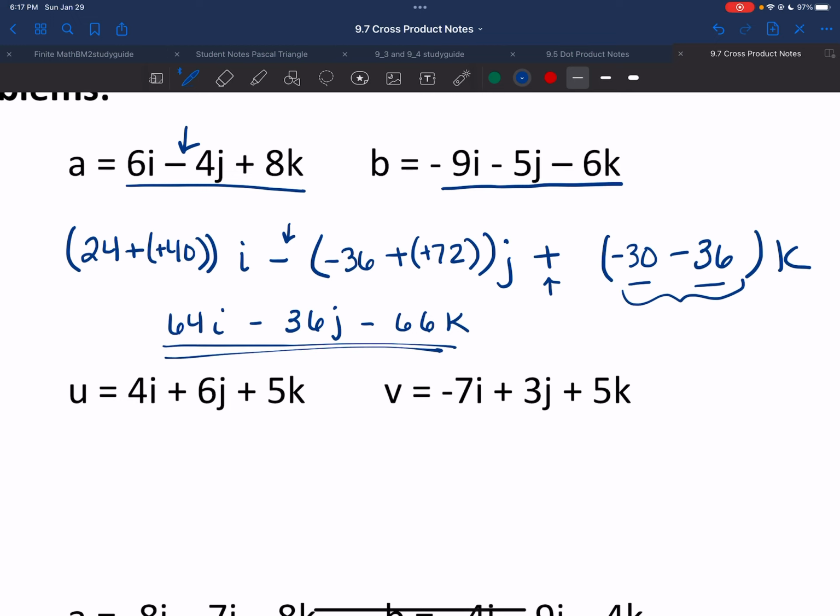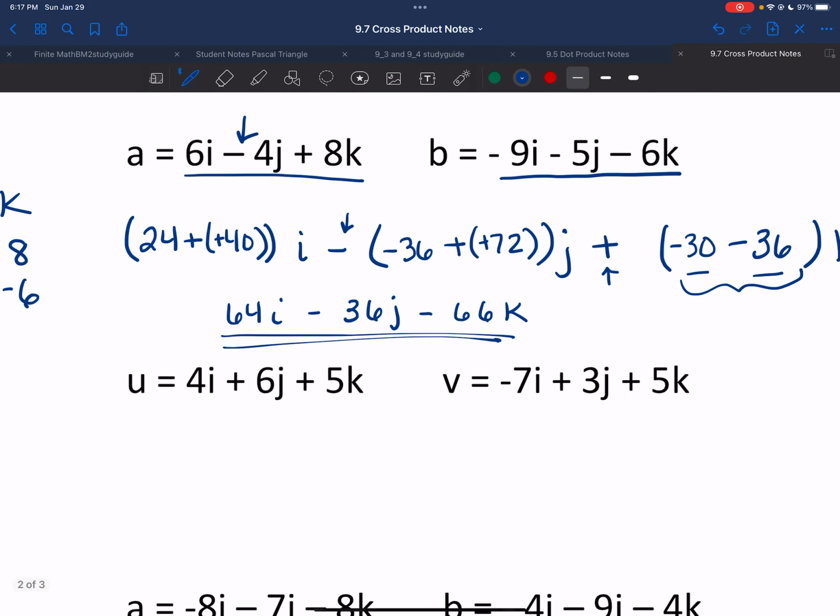Okay? Again, if you prefer the other type instead of using this little matrix, that's fine. Okay?